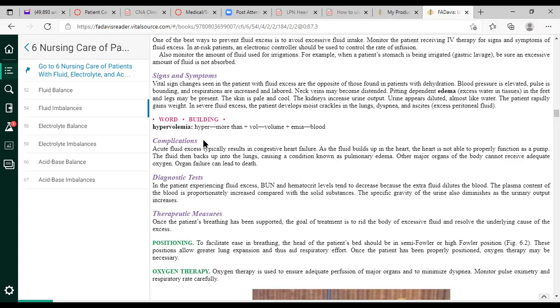Okay. And it talks about the diagnostic test again. The diagnostic test will show the opposite of fluid volume deficit, where the patient's BUN is low, hematocrit is low. It also points out urine specific gravity, which kind of goes hand in hand with BUN. So with urine specific gravity, if it's low, you have too much fluid. If urine specific gravity is high, then you are high and dry.